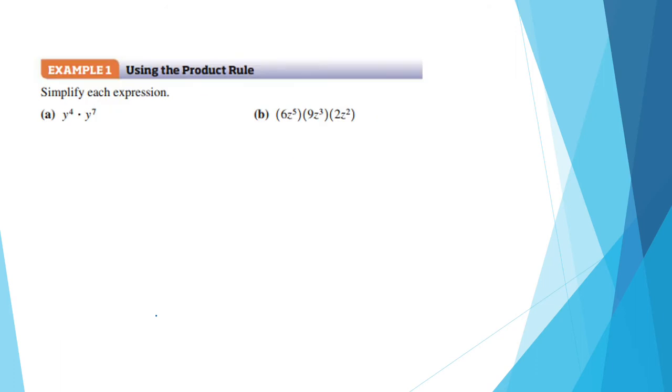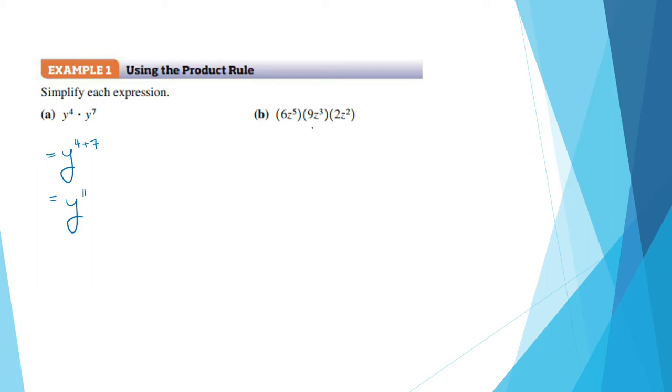Example 1, let's simplify each expression. Part A, y to the 4th times y to the 7th. If we look at our previous formula, we're going to add these exponents together. Y to the 4th times y to the 7th is the same as y to the 4 plus 7, or y to the 11th.